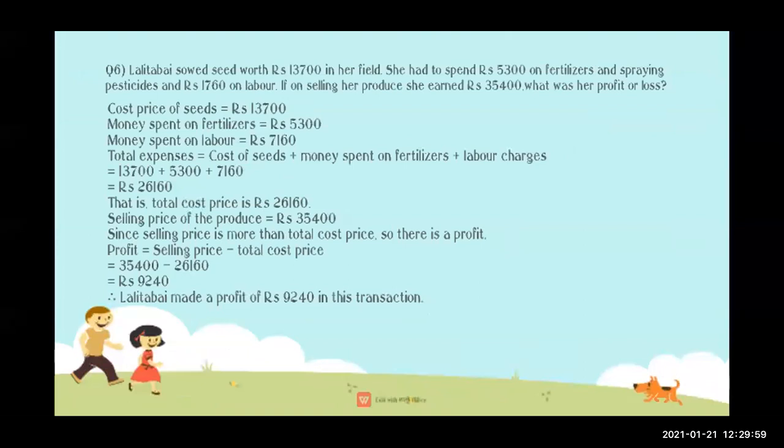Okay, now our next sum is sum number 6. Lalita Bai sowed seed worth rupees 13,700 in her field. She had to spend rupees 5,300 on fertilizer and spraying pesticide and rupees 7,160 on labor. If on selling her product she earned rupees 35,400, what was her profit or loss?